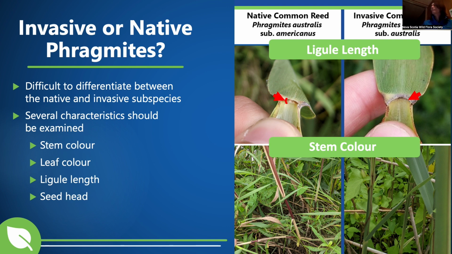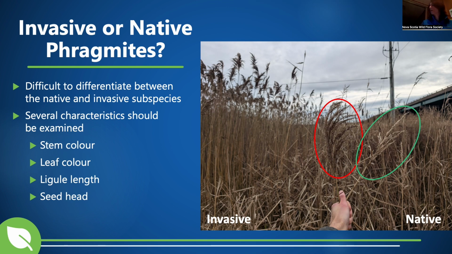Leaf color can be used, but I don't really use it that much as it's not very reliable. Ligule length is quite helpful. That is the structure at the uppermost part of the leaf sheath, and with the native subspecies, it is larger than the invasive subspecies. The seed head can also be useful if it is present. With the invasive subspecies, it tends to be much larger than the native subspecies.